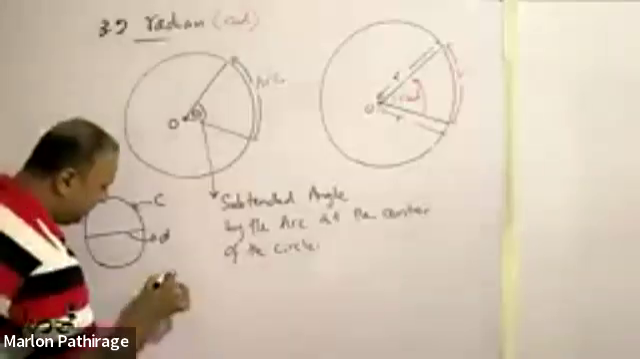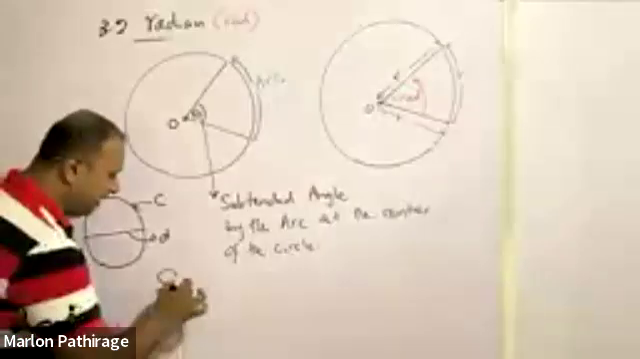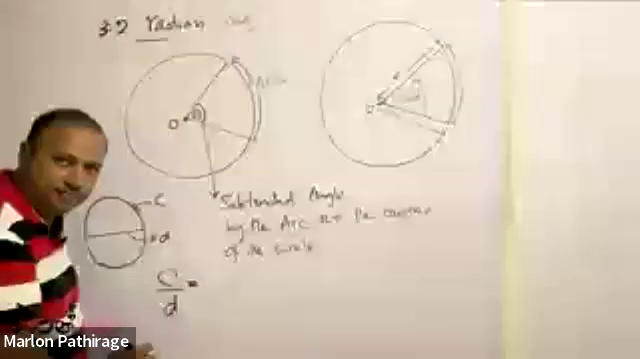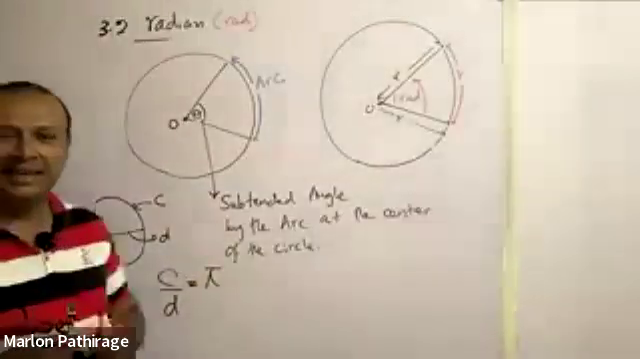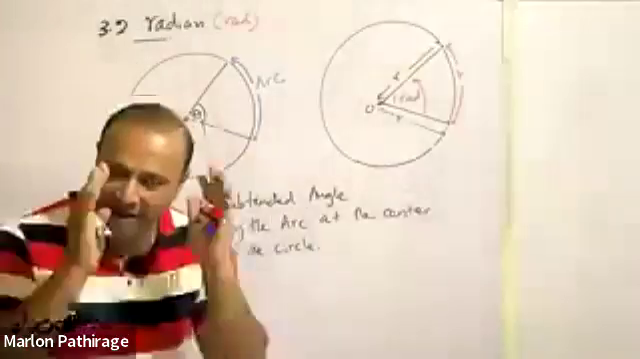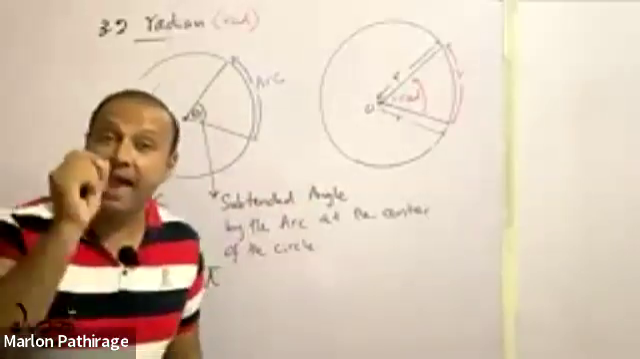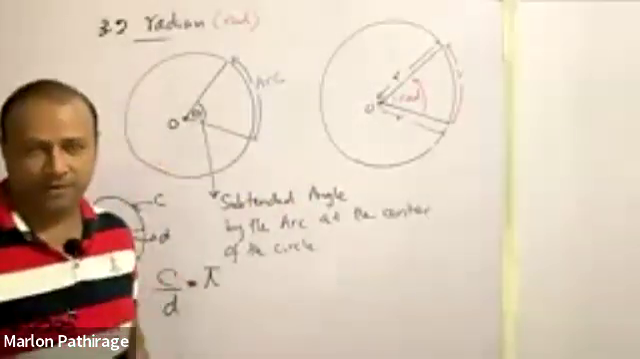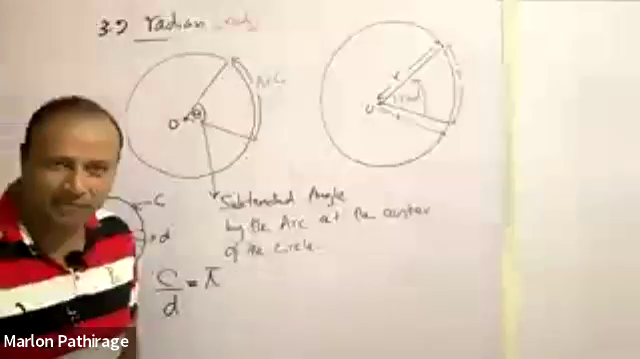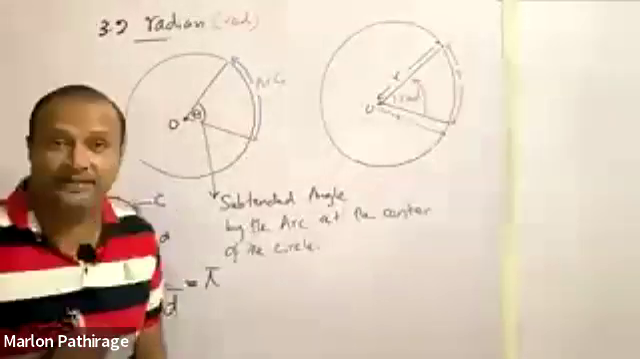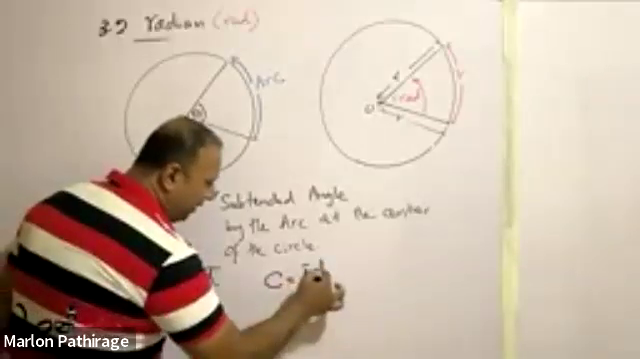These two ratios are constant. The C to D ratio is a constant, and that constant is found as 5. For any circle, the circumference to diameter ratio is a constant, and that is equal to 5. Therefore, that is the reason the circumference is equal to 5D.